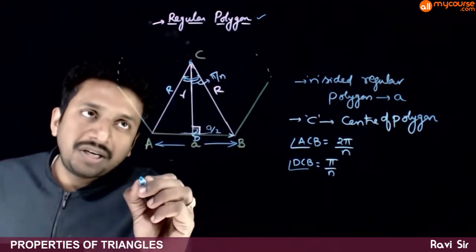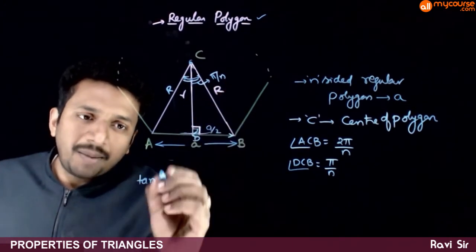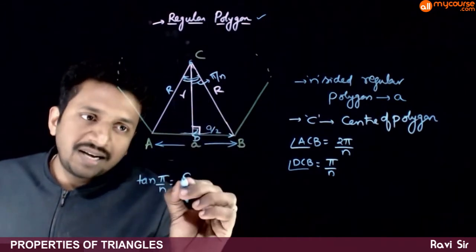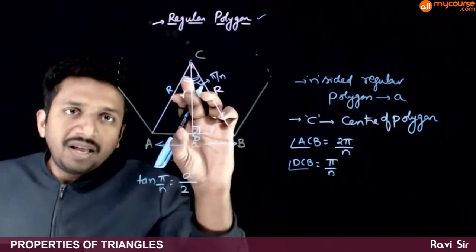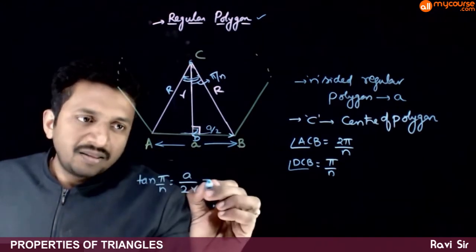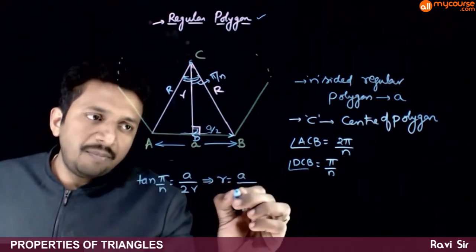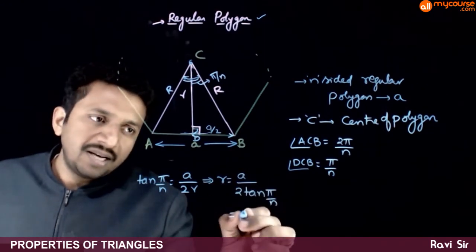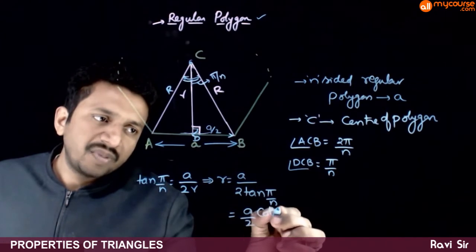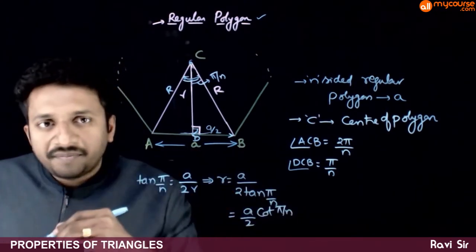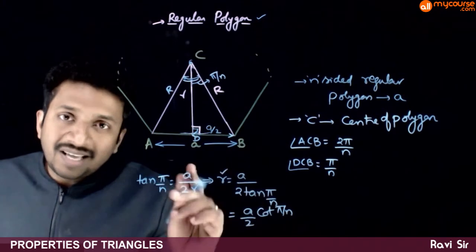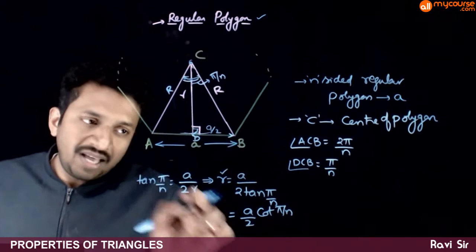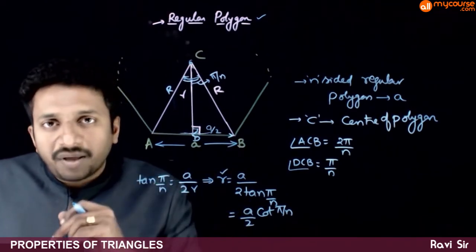First, let us use the ratio tan pi by n. So tan pi by n is equal to opposite side by adjacent side. Opposite side is A by 2, adjacent side is r. This implies r is equal to A by 2 tan pi by n, that is equal to A by 2 cot pi by n. So small r, the inscribed radius of an n-sided regular polygon of side A, is A by 2 cot pi by n.